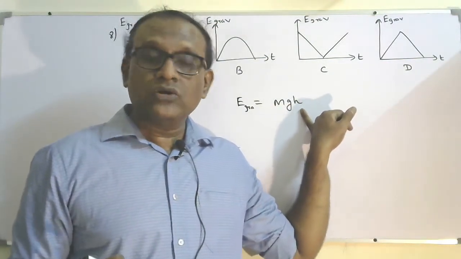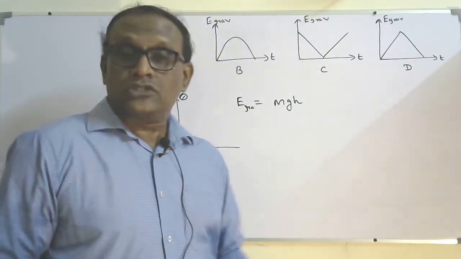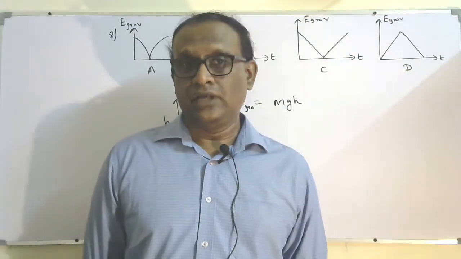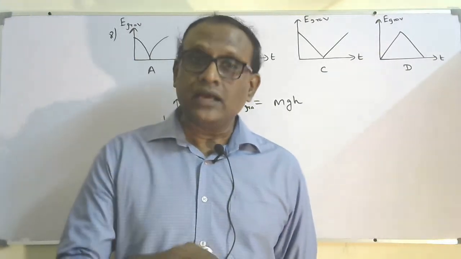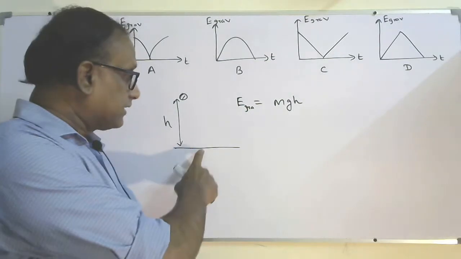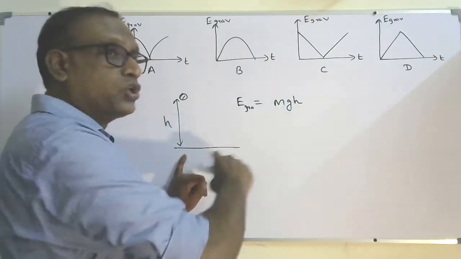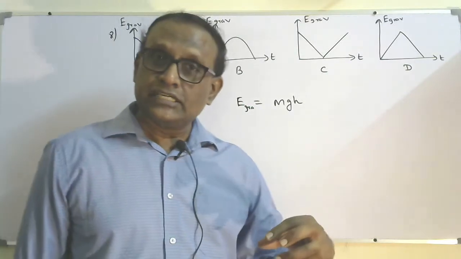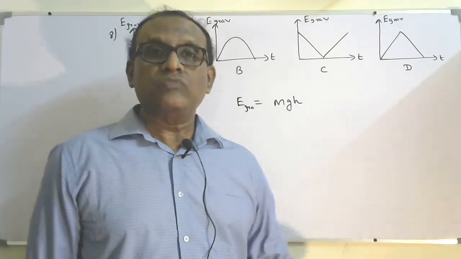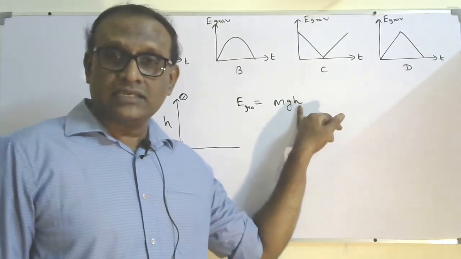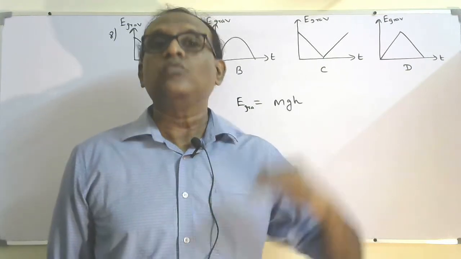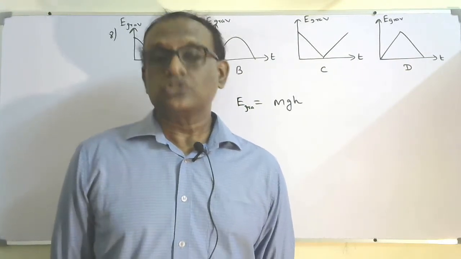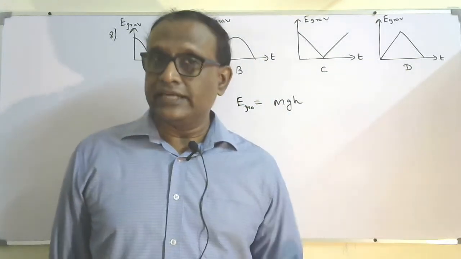But the question is how the gravitational potential energy varies with time. So I should think about how the height varies with time. So it's like a height time graph. Or I can say this is a displacement time graph, where the ground is taken as the reference point. If I take the ground as a reference point, that is the height. So if I think about the height time graph, and if I multiply by mg, that will become the gravitational potential energy time graph. So we know that when it falls down, the height will decrease, right? That means the displacement from the ground will decrease, and the rate of decrease will increase because it's falling under gravity and it's accelerating.